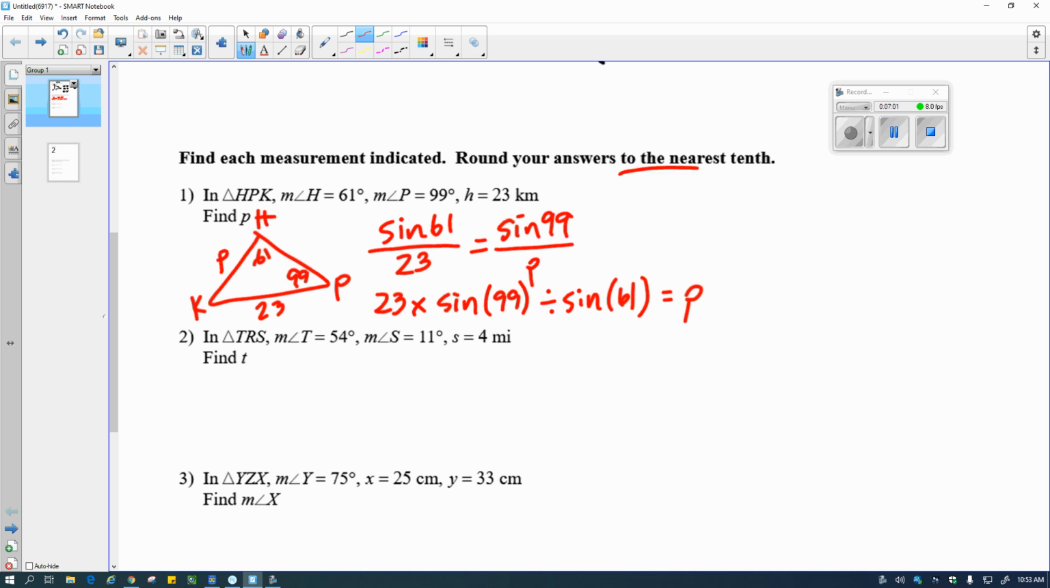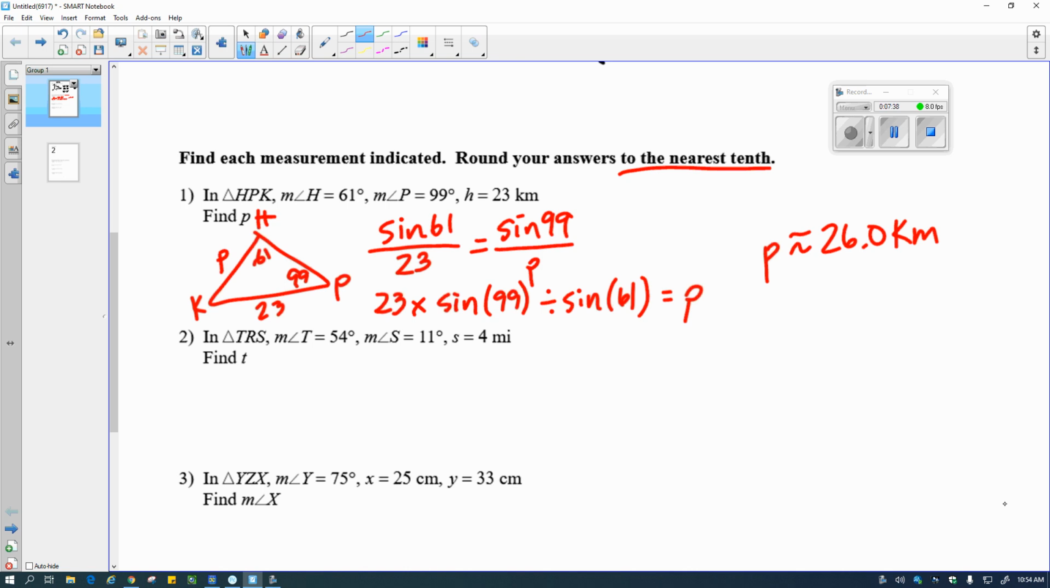The directions said round to the nearest tenth. So I'll get an approximate P. A squiggly equal sign is what I put to represent approximate P. But what do we end up with on that one? It's 25.9 something, right? So we do 26.0. You don't have to put the .0 on it, but I'm just showing that I'm rounding to the nearest tenth. So 26 kilometers is what we get.